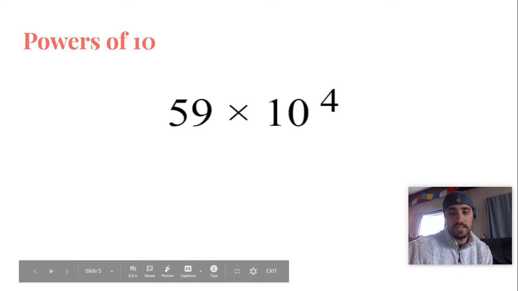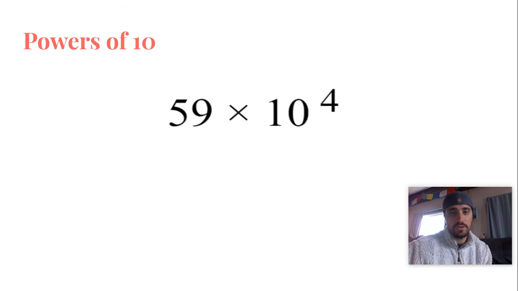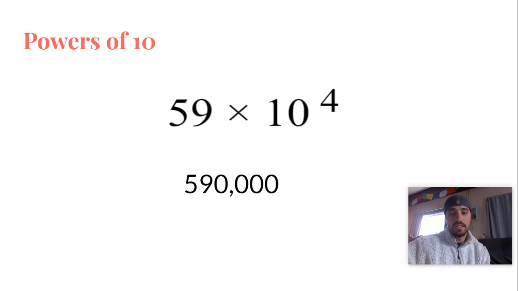59 times 10 to the fourth. Let's see if you can pick from multiple choice what this would end up being. 590,000. Since it's a power of 10, I have a base of 10. It only works for a base of 10. To the fourth tells me to add 4 zeros to my number, bumps it up 4 place values to 590,000.